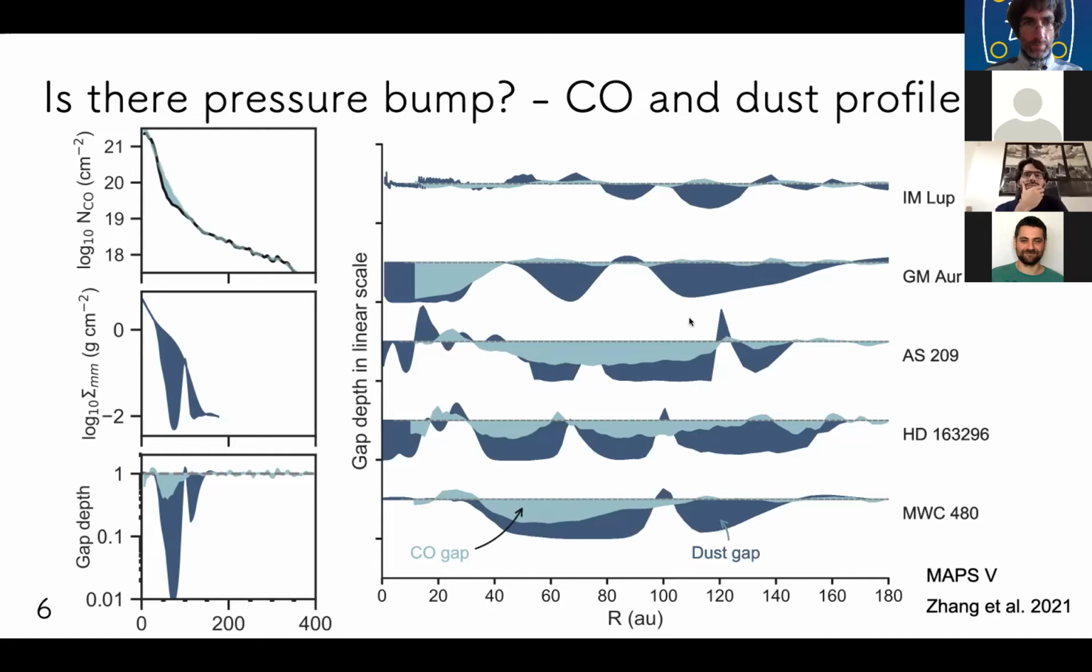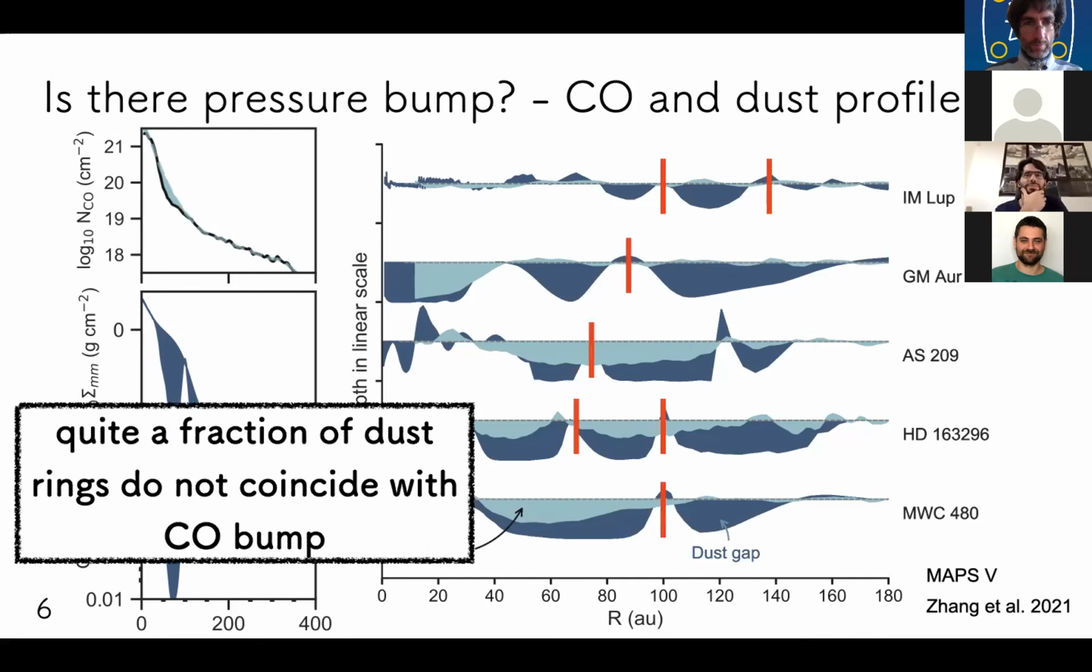And if we just use the very direct identifiers, we found that there is quite a large fraction of dust rings that actually do not really coincide with this bump. So at least maybe it is not a good tracer, or maybe something else is wrong, but maybe the dust does not really coincide with the gas in the bump regions.